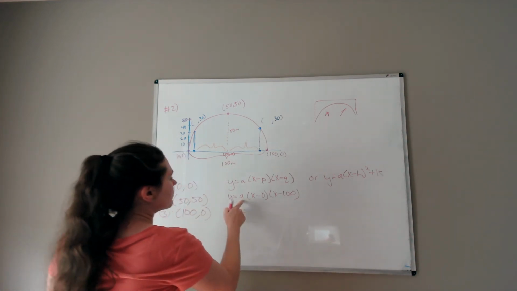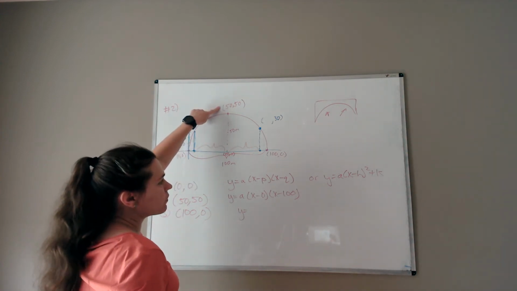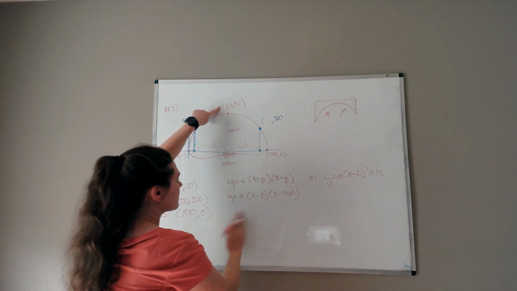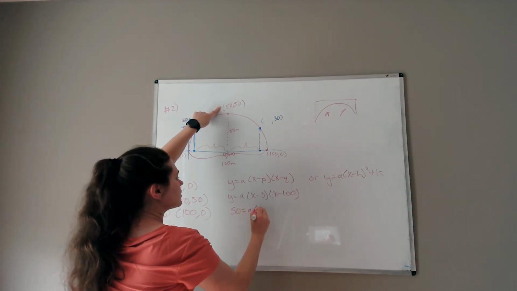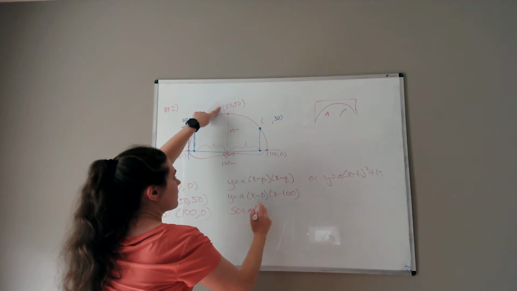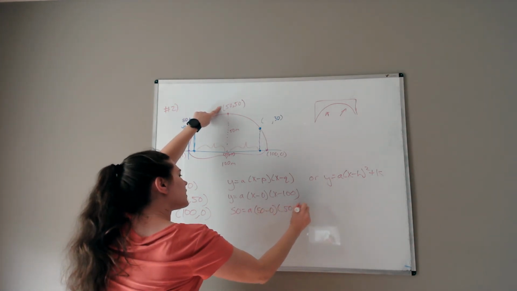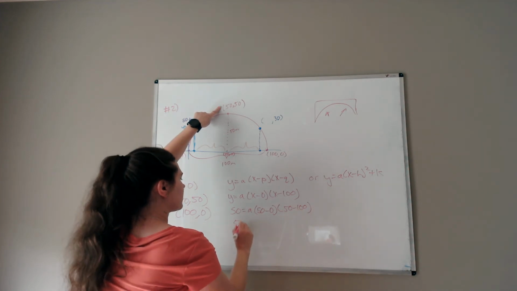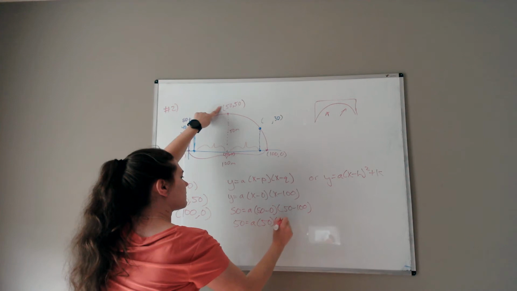So this is y equals, so now to find what a is, we plug in the other point that's not one of the two x-intercepts, okay? So it's going to be 50 equals a times 50 minus 0, 50 minus 100, okay? So it's going to be 50 equals a times 50 times negative 50.